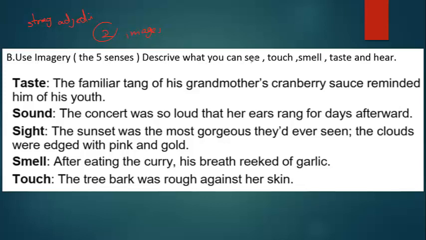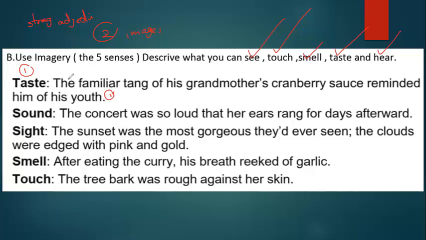Describe what you can see, what you can touch, what you can smell, what you can taste, what you can hear. So refer to the five senses when you write. Somebody can read this list, please. Alia, okay, Alia, read. Use imagery, the five senses. Describe what you can see, touch, smell, taste, and hear.